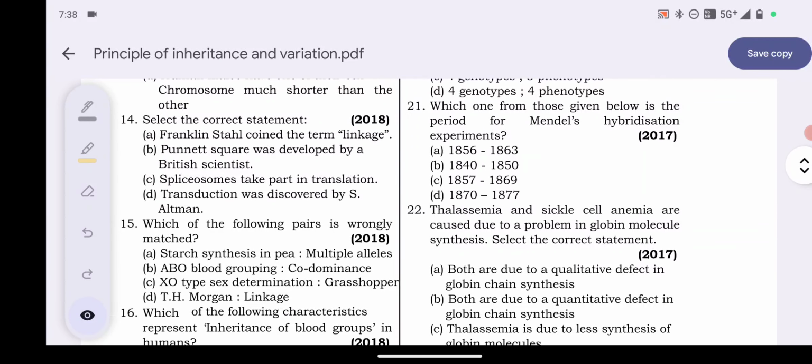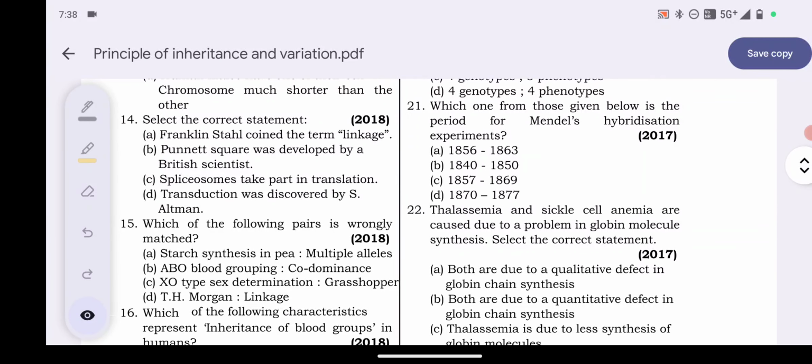Question number 21. Which one of those given below is the period of Mendel's hybridization experiment? So here: 1856 to 1863, 1840 to 1850, 1857 to 1869, 1870 to 1877. So here the answer will be option A, 1856 to 1863.